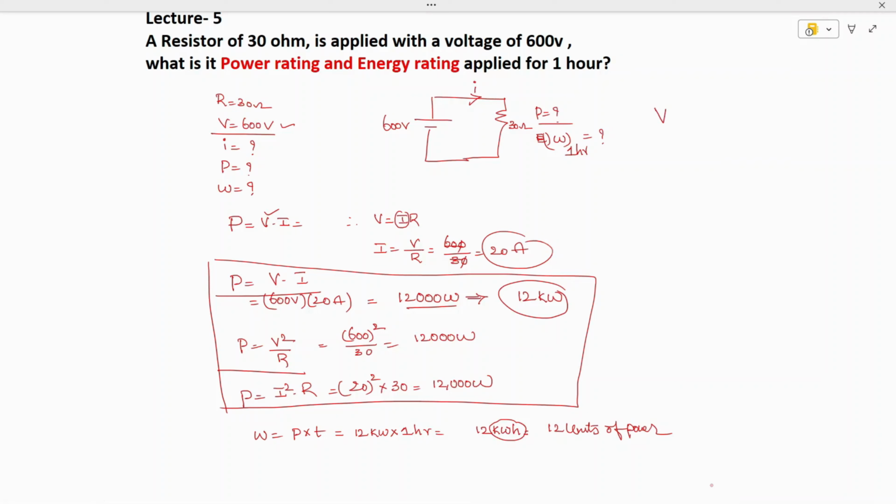First, the voltage we applied is 600 volts, and the current developed in the circuit is 20 amperes. The power we obtained is 12 kilowatts, and the energy we consumed is 12 kWh, which is nothing but 12 units.